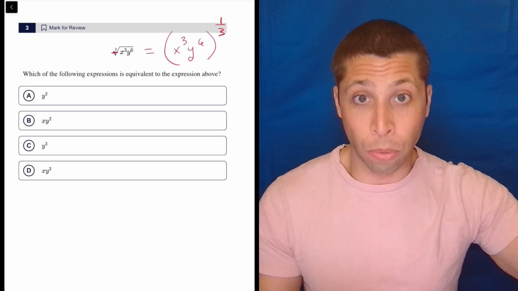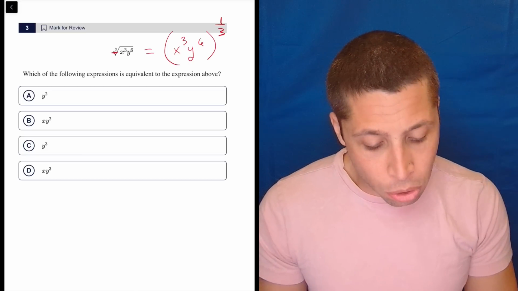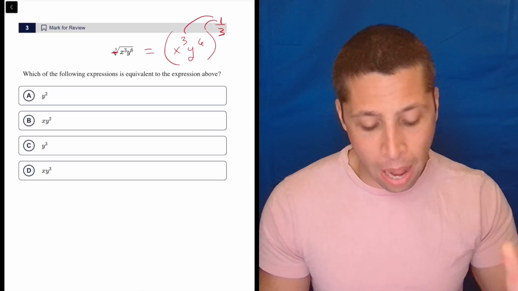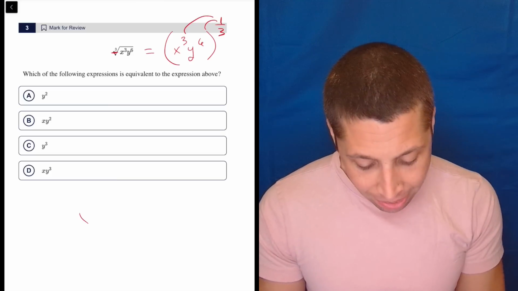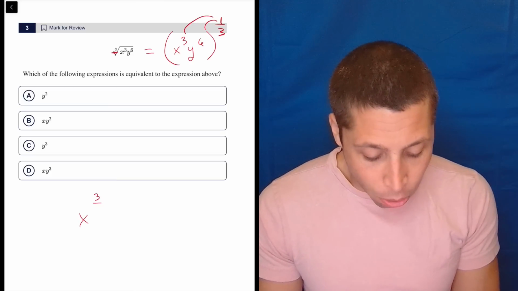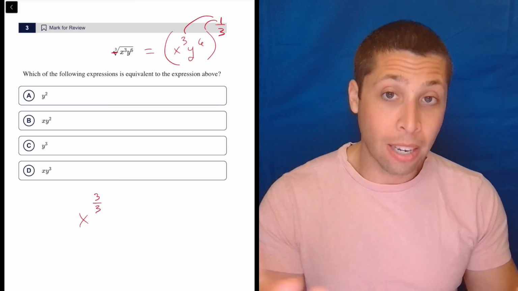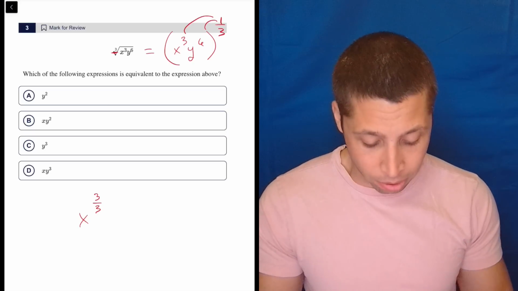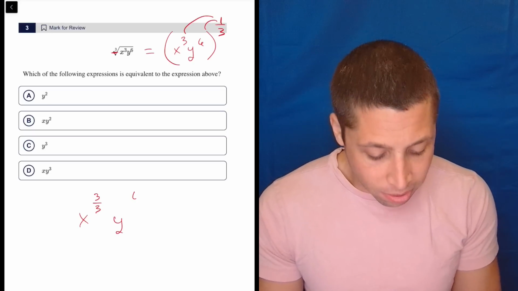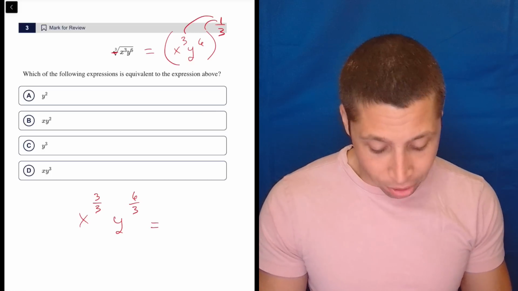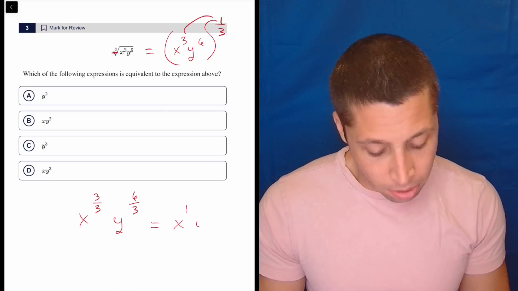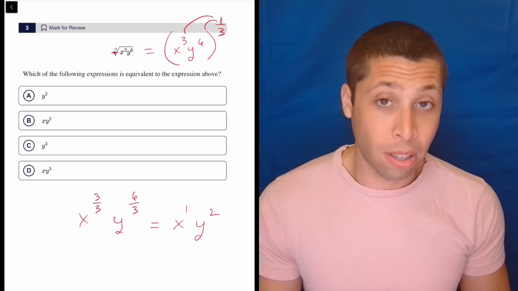So this is another rule for exponents. So now what I'm going to do is I'm kind of going to distribute, but it's a complicated distribution. But basically I multiply. So I'm doing x to the 3/3 because 3 times 1/3 is 3/3, right? And then y to the 6/3. And that can be reduced because now we're just reducing fractions. 3/3 is 1, 6/3 is 2. So x to the first, y squared.